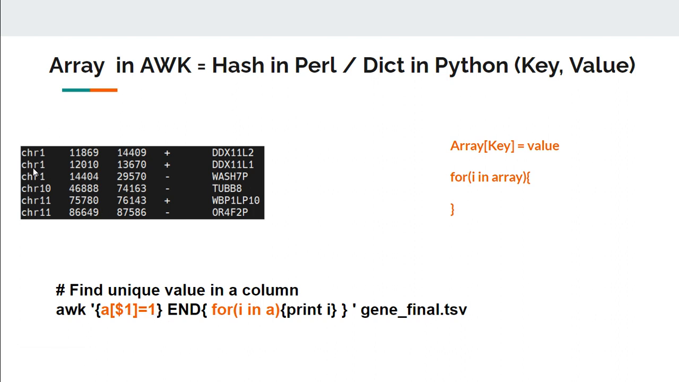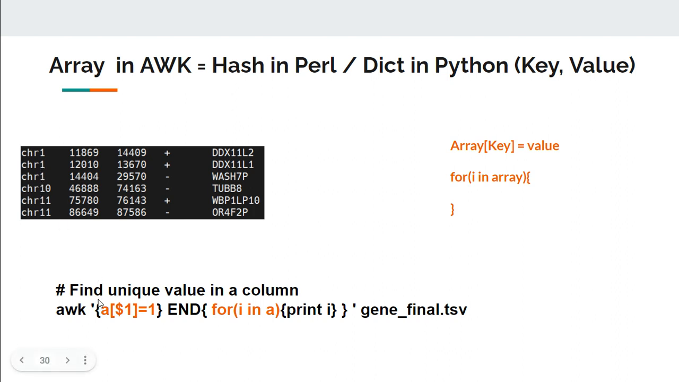Now the second time, when the second line goes, that is again chromosome 1, that key is already present, so there is no problem. But when the next chromosome 10 comes, that key was not present, so a of chr10 equal to 1 will happen. That means the second key, chromosome 10, is created. So after everything is finished, a will contain chr1, chr10, chr11, like that.